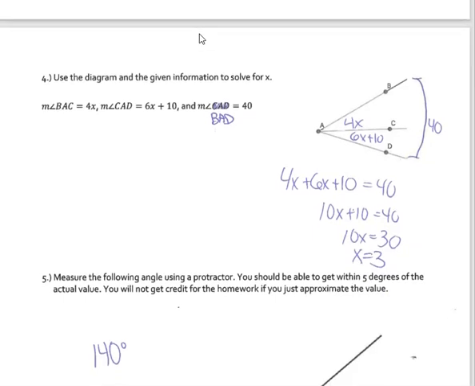The next one, we have two angles that are coming together to make the whole. There's actually a name for this. It's called the angle addition postulate. So when we have this, you have a 4x and a 6x plus 10, and they're coming together to make a 40-degree angle. So you can add them together, set it equal to 40. When you solve, you get 3.